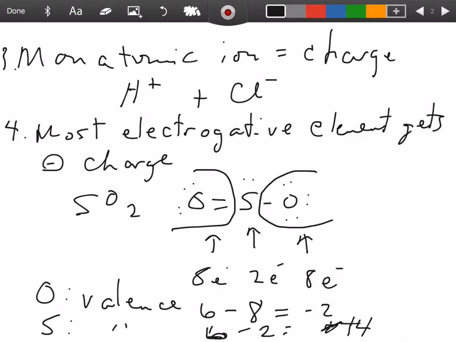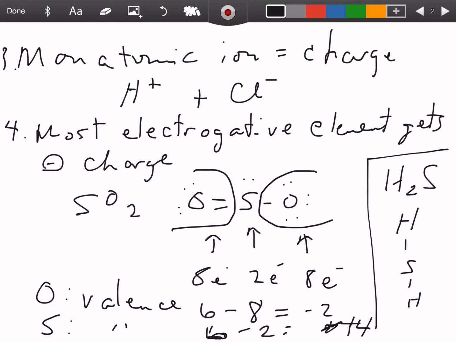Take a second here and tell me if you can come up with the oxidation numbers for each of the elements in H2S. Put me on pause here, right? And when you come back, you should recognize that the Lewis structure for H2S looks like this.